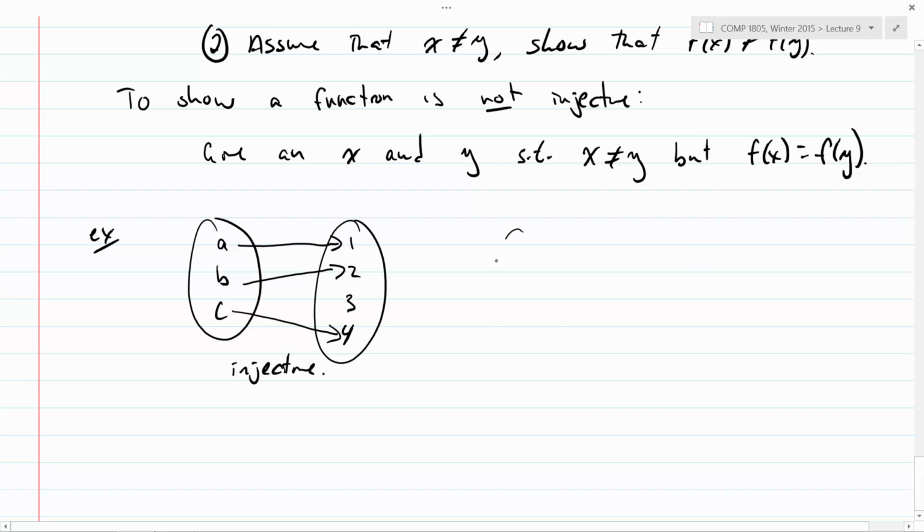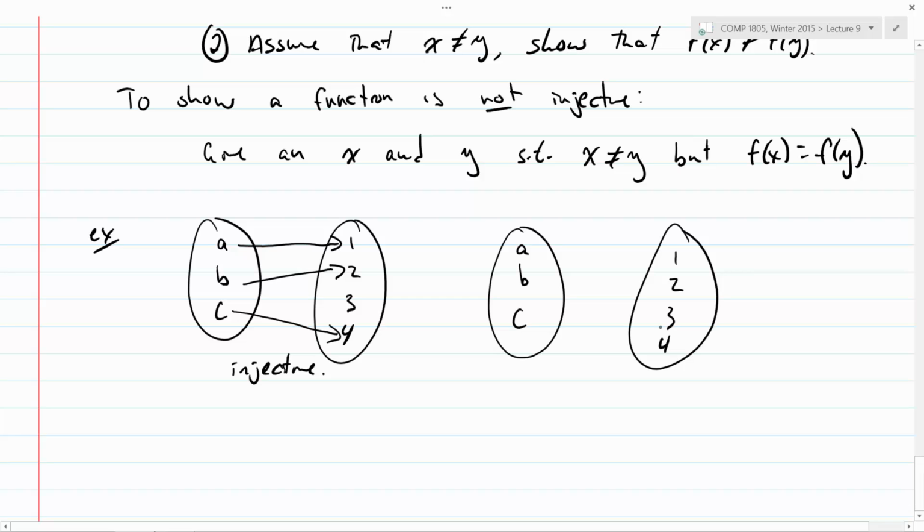As another example, if I have a, b, c, and the function 1, 2, 3, 4, and let's say a goes to 1, b goes to 1, c goes to 4, well, I look at 1 and it has 2 incoming arrows. 2 is bigger than 1, therefore it's not injective. Question?